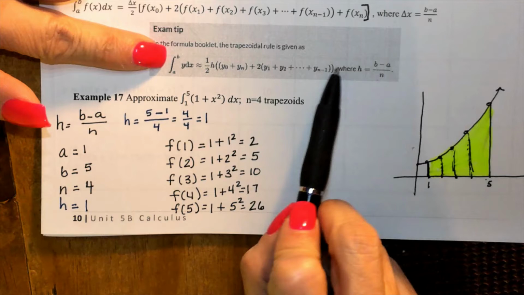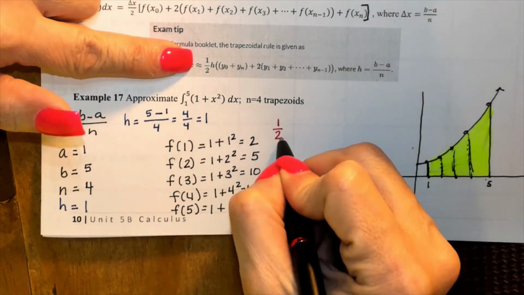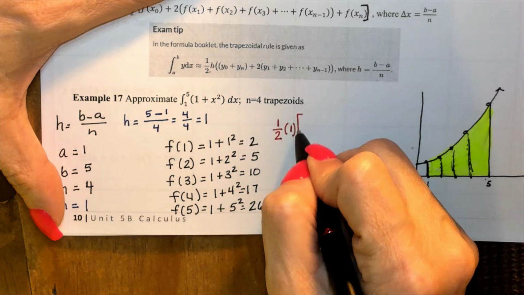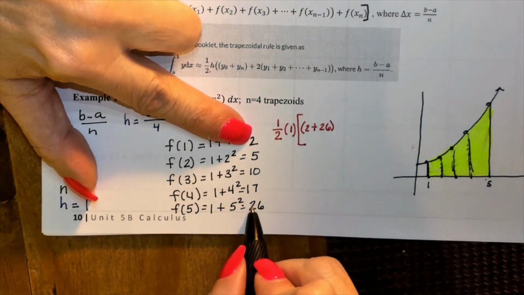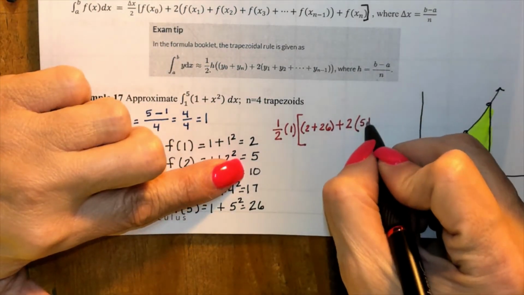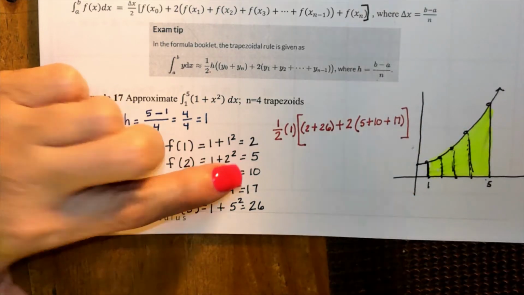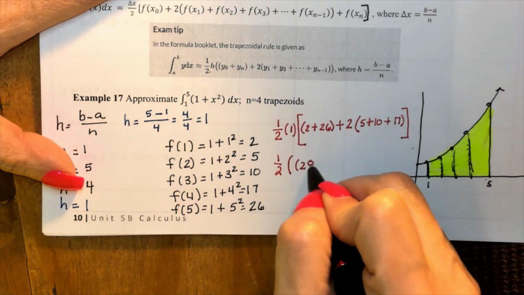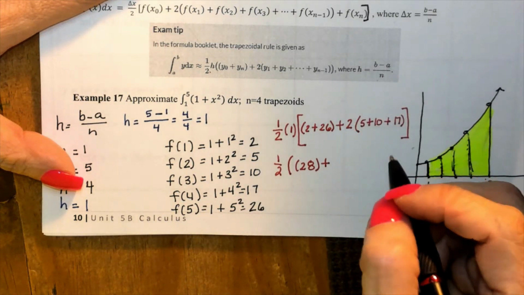Then what my rule says is that I take 1/2. I'm going to do this over here in red. I'm going to take 1/2 times h, which in this case is 1. I take the first and the last, so 2 plus 26, plus 2 times, I'm going to add up all the other ones, 5 plus 10 plus 17, and that's going to get me my answer. All right, so 1/2 times 2 plus 26 is 28, plus, let's see, 15 and 17, and then we need to multiply that by 2, so 64.